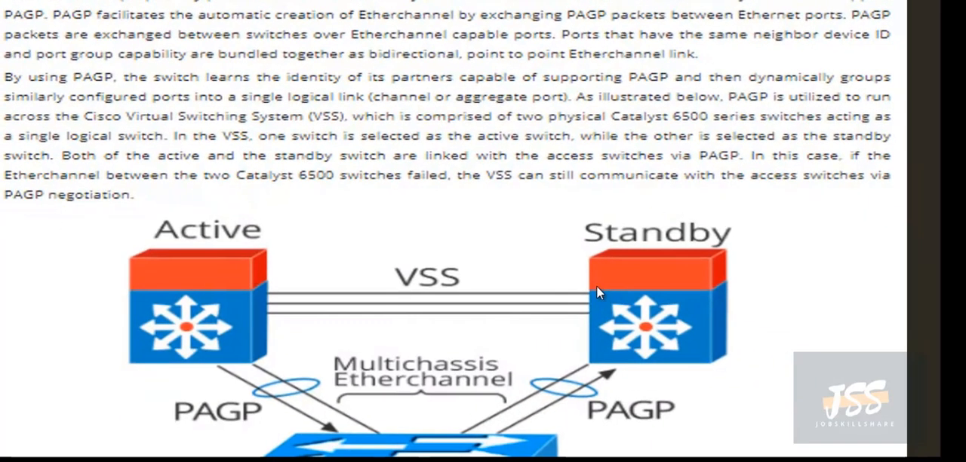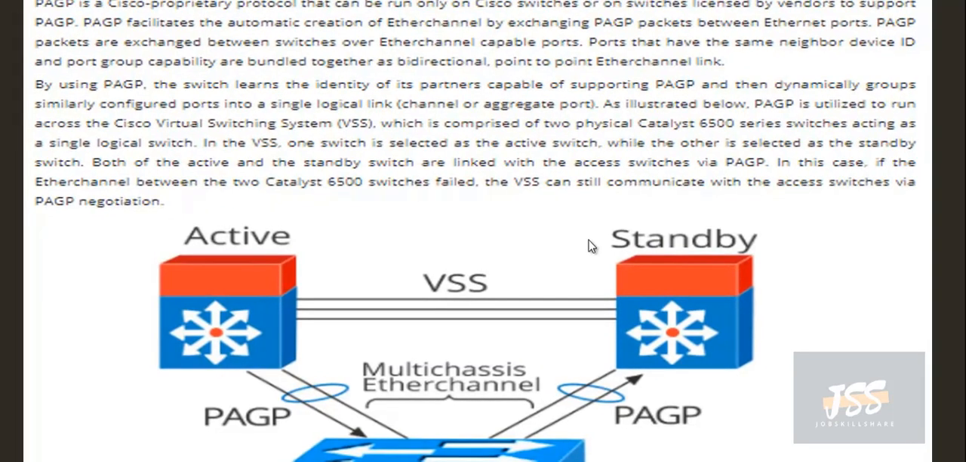In this part, we are dealing with Port Aggregation Protocol, PAgP, which is a Cisco proprietary protocol, and it can only run on Cisco switches. PAgP facilitates the automatic creation of port channels by exchanging PAgP packets between the Ethernet ports. You can see over here one switch is active, the other is standby, and they will be sharing PAgP packets for the links to become a single port channel.